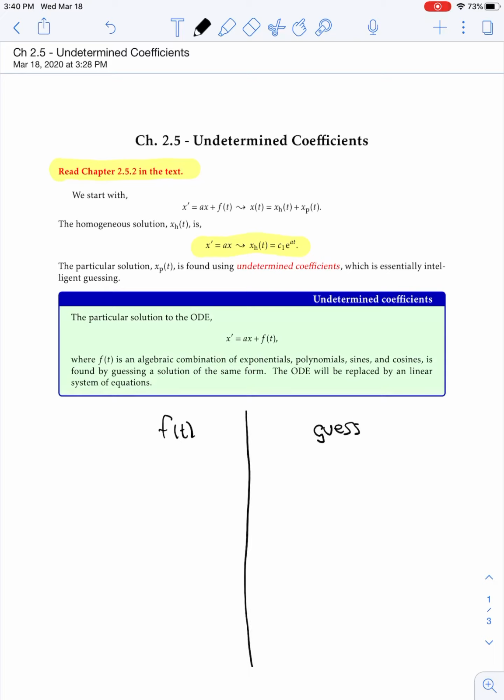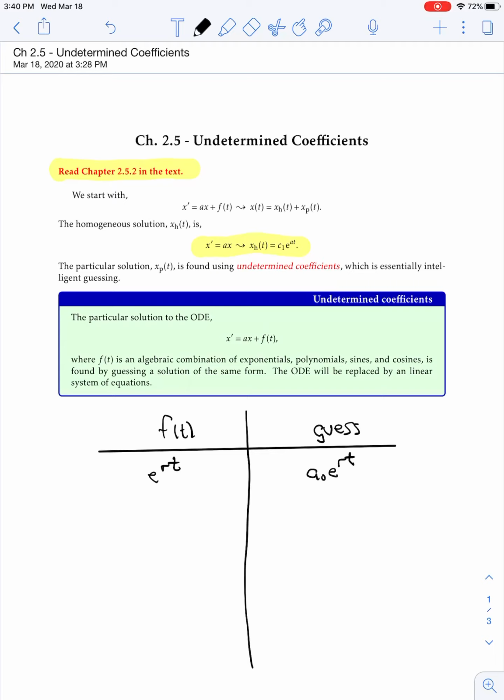Okay, the f of t, we'll suppose, let's say we start with an exponential. Let's say our f of t is something that is an exponential alone, e to the rt. Then our guess will also be an exponential, but we just won't know the coefficient in front of it, the constant in front of it. So we'll guess an a naught e to the rt.